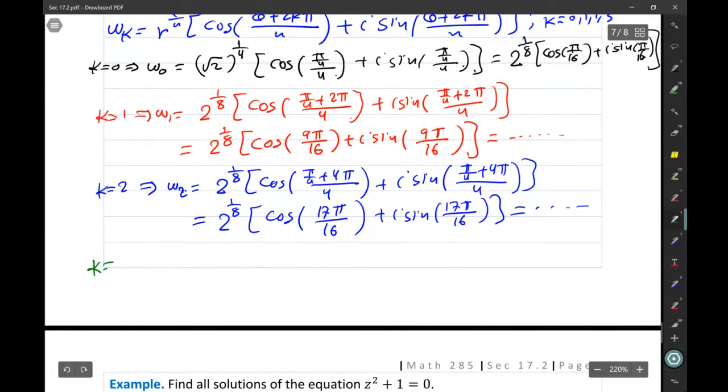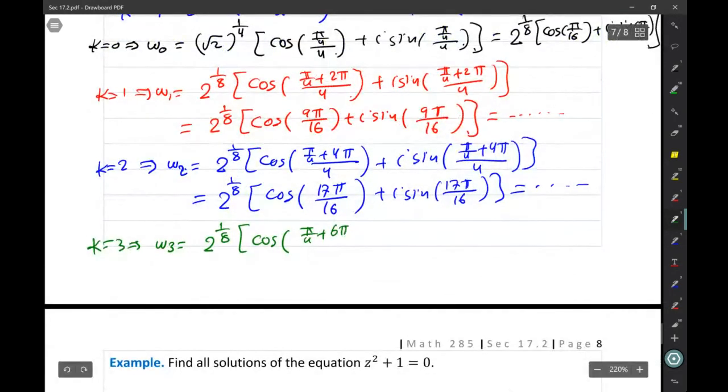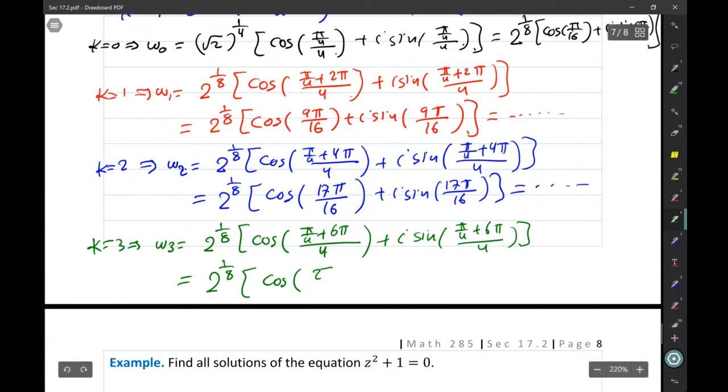Now when k, the last one, k is equal to 3, w3 equals 2 to the power 1/8 times cosine(pi/4 + 6pi/4) plus i sine(pi/4 + 6pi/4), which is equal to 2 to the power 1/8 times cosine(25 pi/16) plus i sine(25 pi/16).